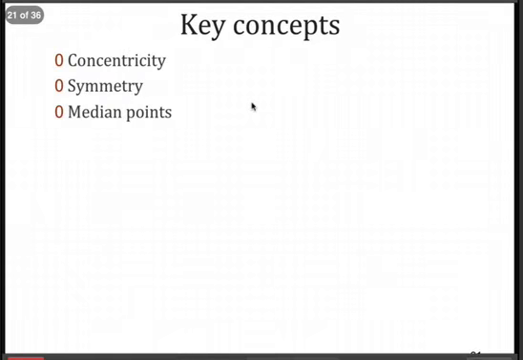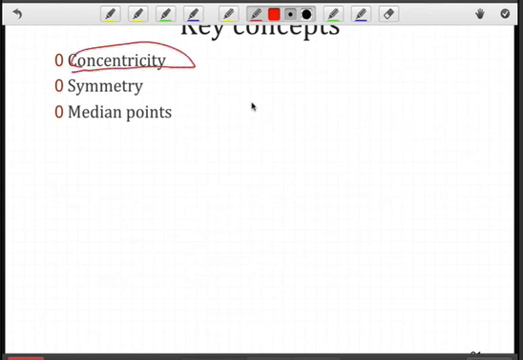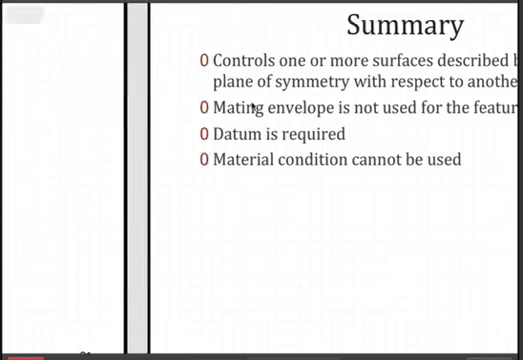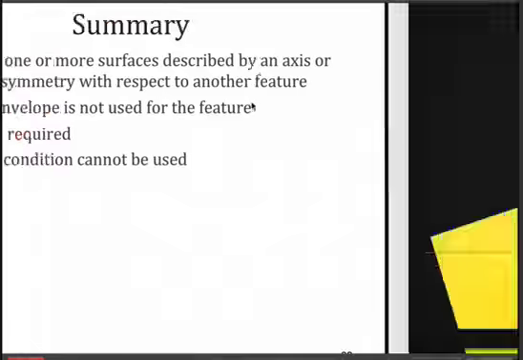So you should understand the notion of concentricity and how it relates to an axis or a spherical feature. Also symmetry, the general case, which could be used for cylindrical or planar features or a spherical feature. And then what we're really controlling with these two tolerance zones is the median points related to points on the surface. We'll control one or more surfaces, depending upon the nature. Like in the slot, we were actually controlling two surfaces.